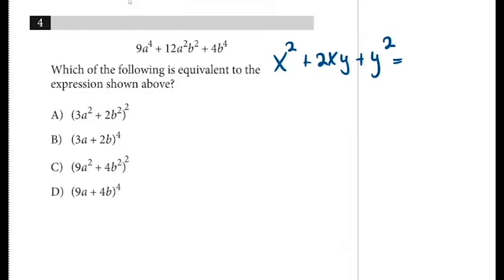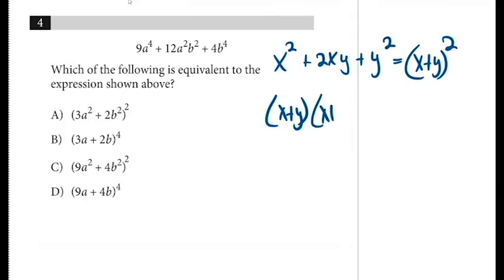And that's the expanded form of x plus y all squared. Let's quickly prove that out. x plus y squared is the same as x plus y times x plus y. If we were multiplying this back out, we would do first times first, outer times outer, inner times inner, last times last, which is FOIL.